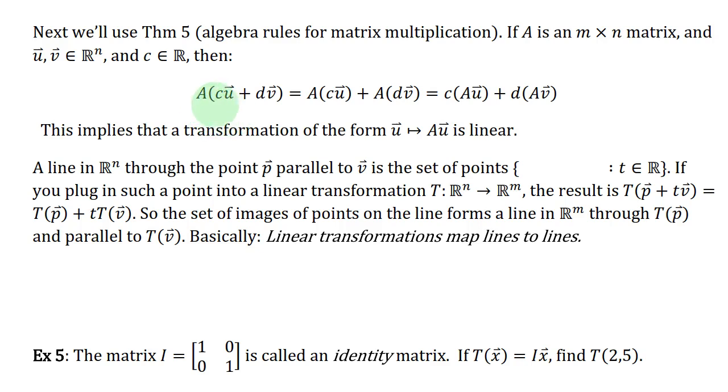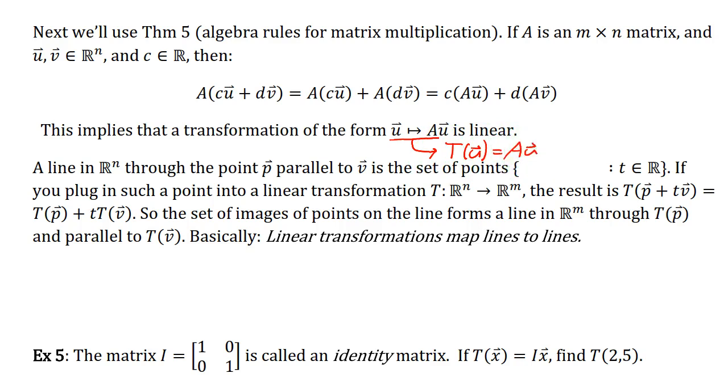So in other words, if you do a linear combination before you multiply by the matrix, you get the same corresponding linear combination out after you do it. So that means that this linear transformation is linear. Remember, this is another notation for saying T of u equals just A times u.